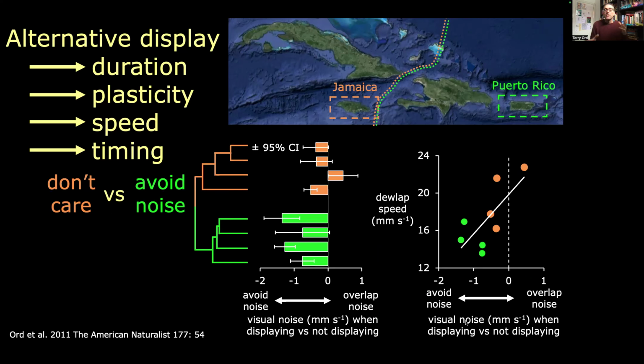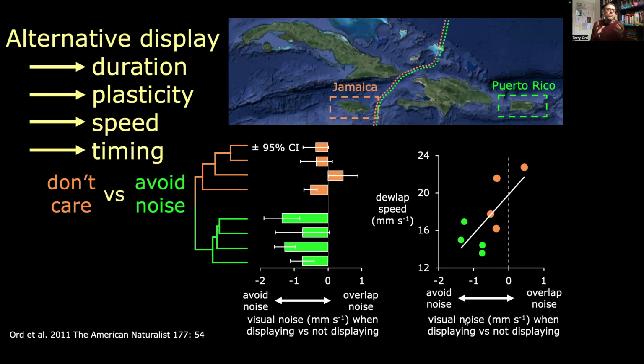In addition to that, there are differences in the timing of when these displays are produced. The ones from the green clade tend to wait for calm periods in the environment, so when visual noise from windblown vegetation is at its lowest, before performing their advertisement displays, whereas those from the orange clade don't seem to care at all. And there seems to be a link again with the speed of that dewlap. Species with particularly fast dewlaps tend not to worry about what the environmental noise might be, compared to those in the green.